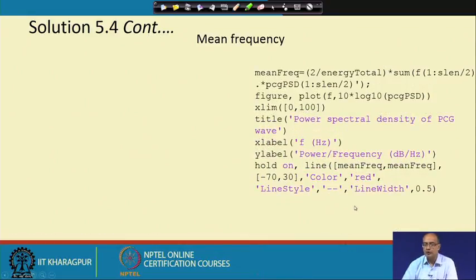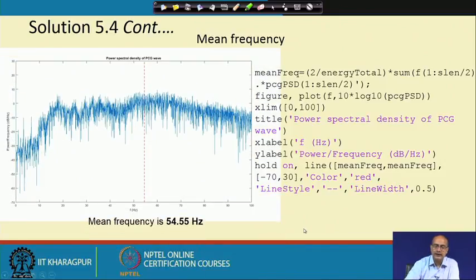Now, we go for the next task. We need to find out the mean frequency, and we know the formula, we have used it earlier. So, we compute the mean frequency and show the plot of it. Okay. Mean frequency is at 54.55.